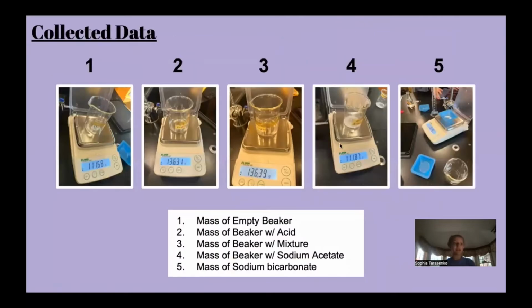So the data that each of the trials collected were the mass of the empty beaker, the mass of the beaker with the acetic acid, the mass of the beaker with a mixture of sodium bicarbonate and acetic acid, and the mass of the sodium bicarbonate. We weighed each step of the way, just in case we need the masses later on, and it's always better to have extra data rather than not enough. So we wanted to do extra.